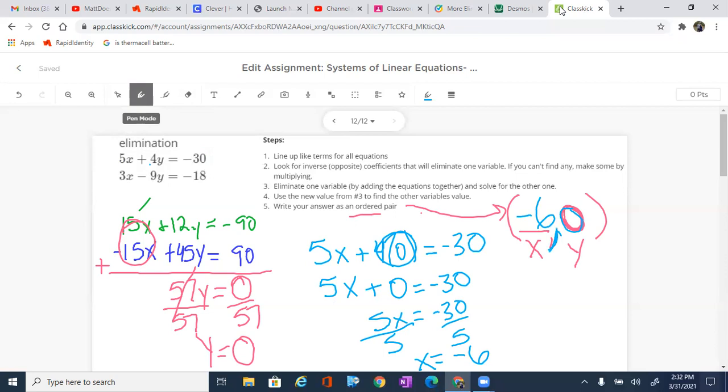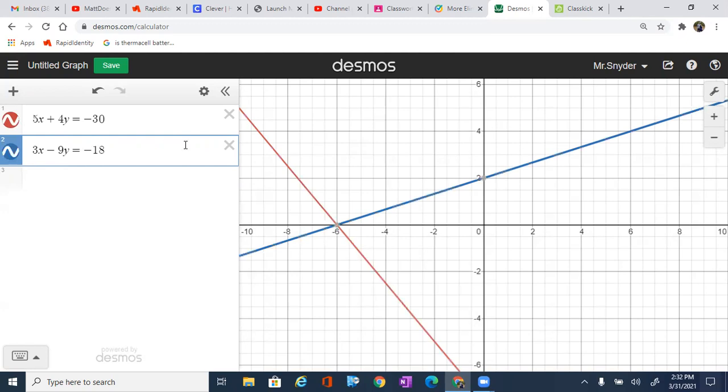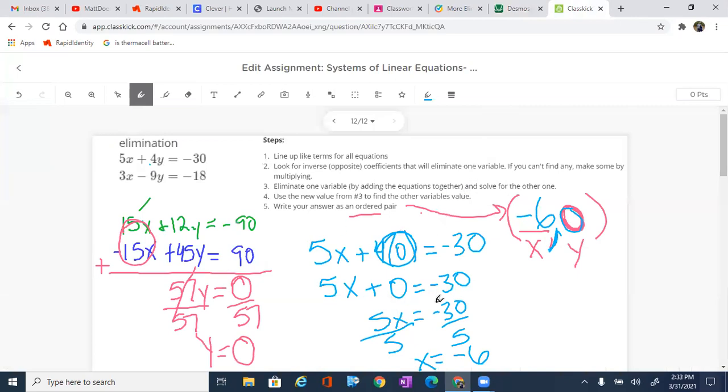Of course, we've shown our work algebraically. I'm going to want to do this graphically just to check my work. So I'm going to go off to Desmos and I'm going to plug both of those equations in. It does not matter the form, standard form or y-intercept form, it doesn't make a difference. I'm going to turn on those equations. And what I'm going to do is look for their intersection. Notice it is at negative 6, 0. That proves that all the algebra we just worked on is correct.